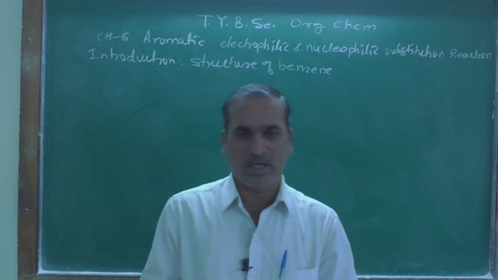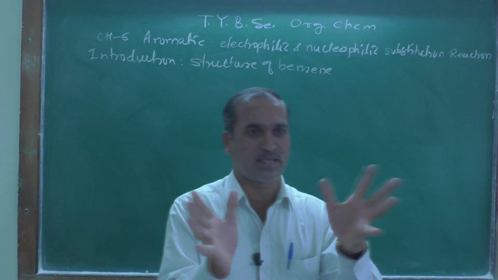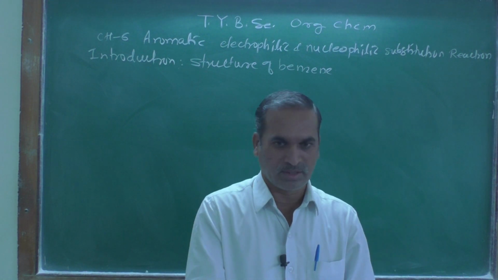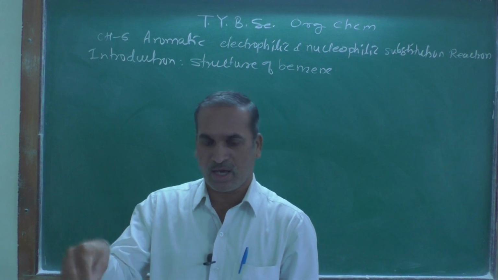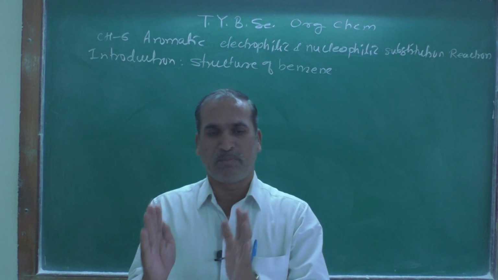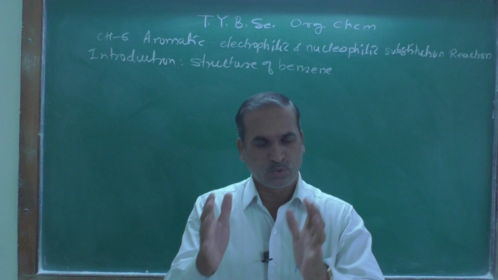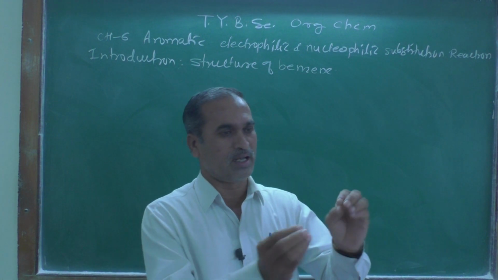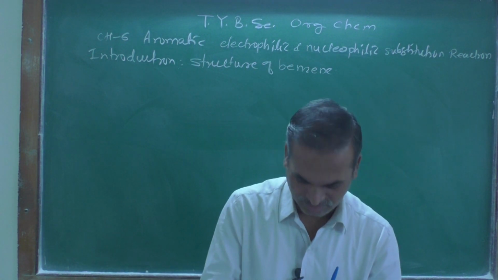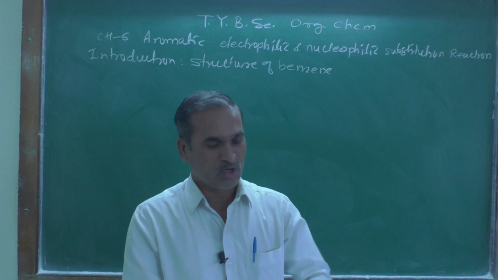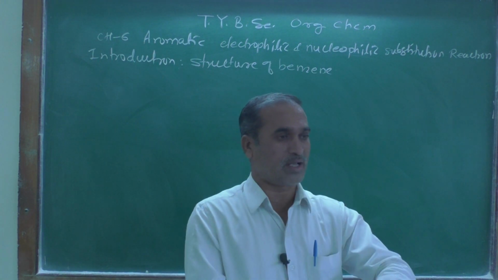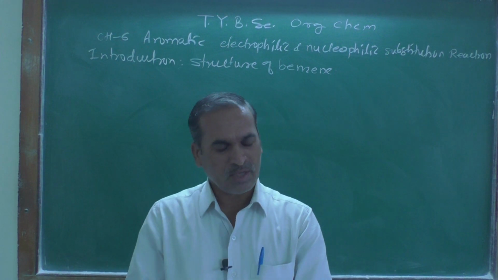The first thing we are going to learn is the introduction to aromatic compounds. What type of organic compound is called aromatic, and what type is called aliphatic? We know that organic compounds are mainly divided into two categories. Number one is aliphatic and number two is aromatic compound. As we have already discussed the aromatic behavior, what type of compounds are called aromatic compounds, and the rest of the compounds are called aliphatic compounds.